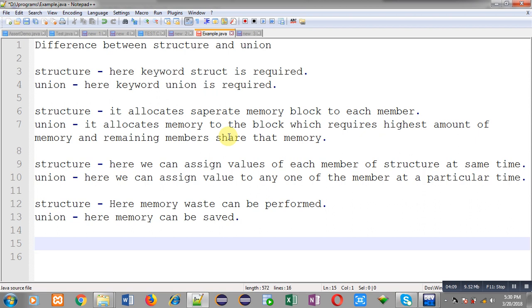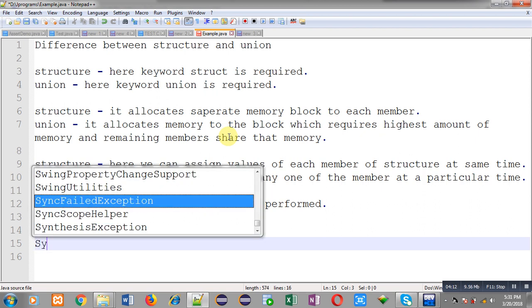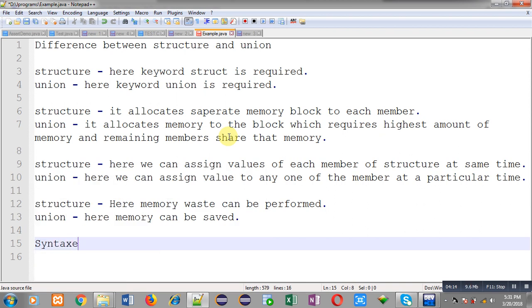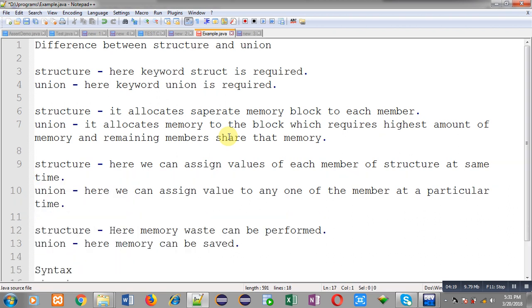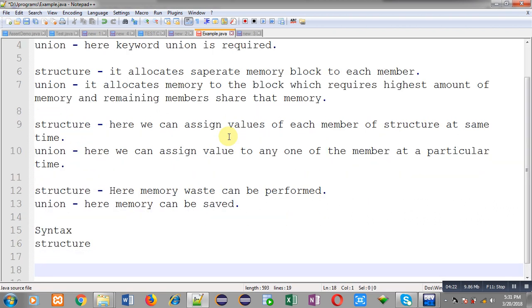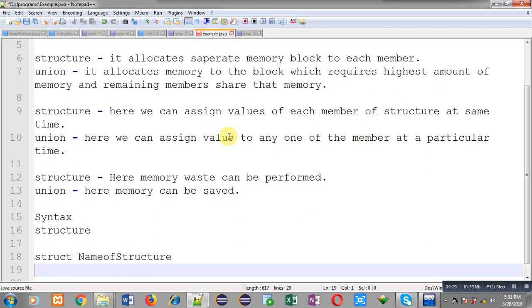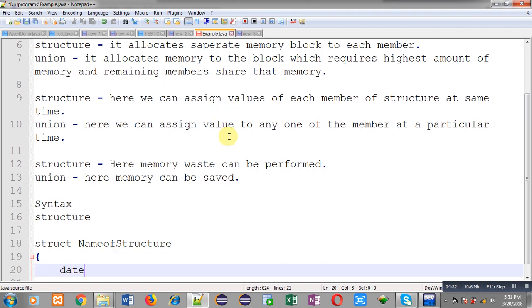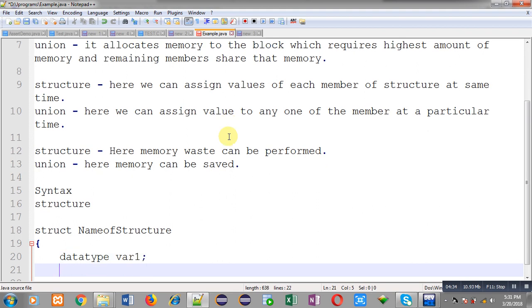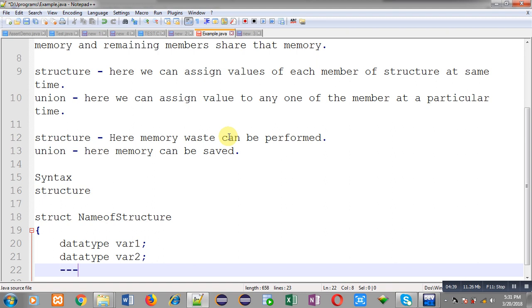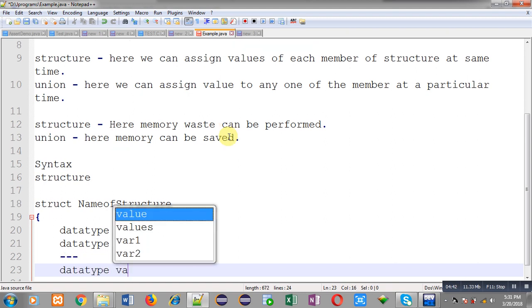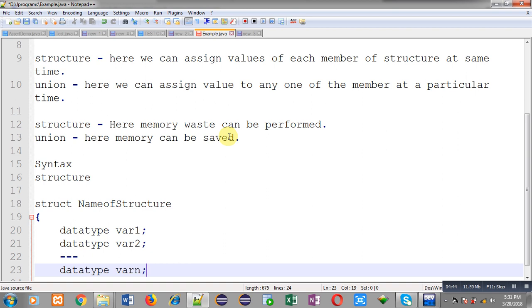Now their syntaxes. So this is the last difference. So first I am writing the syntax of structure. So for structure, you have to use the keyword struct, then name of structure, then data type, variable 1, data type variable 2, data type variable n. So this way you can declare a structure.